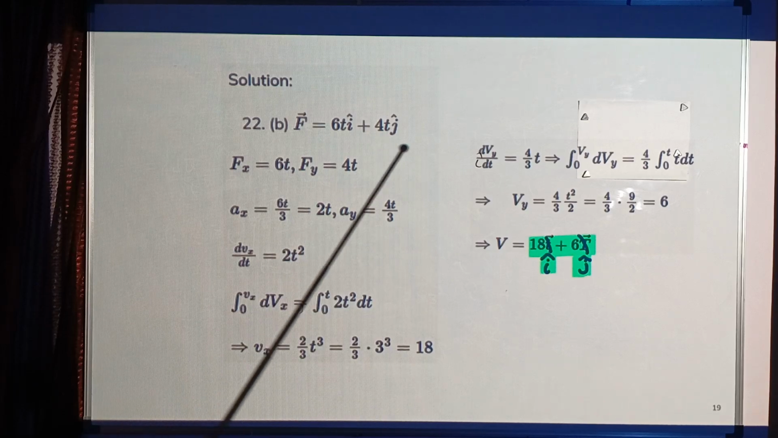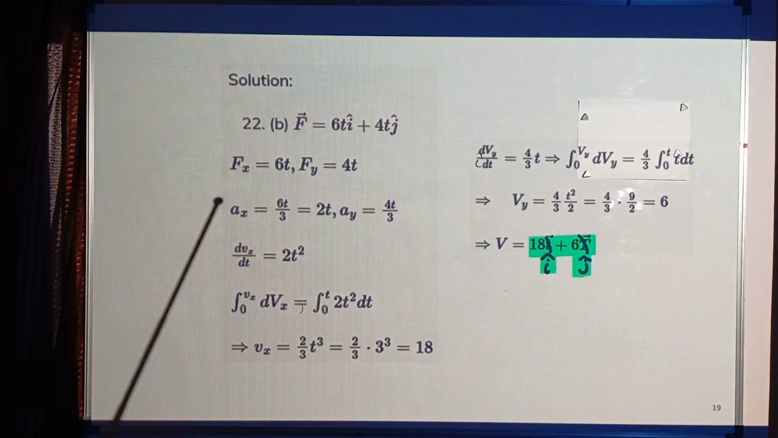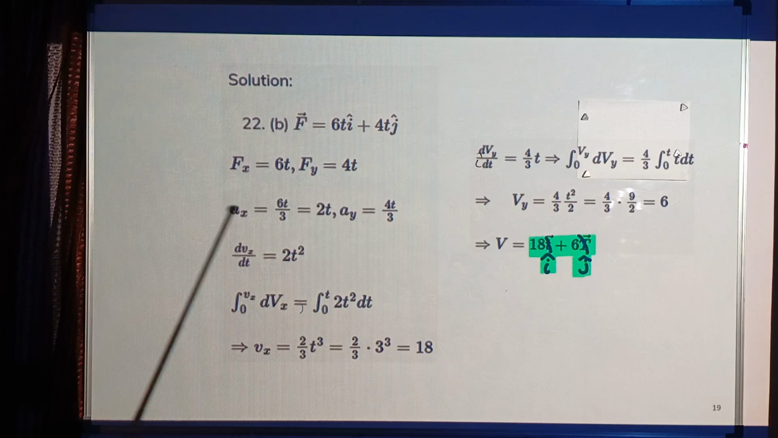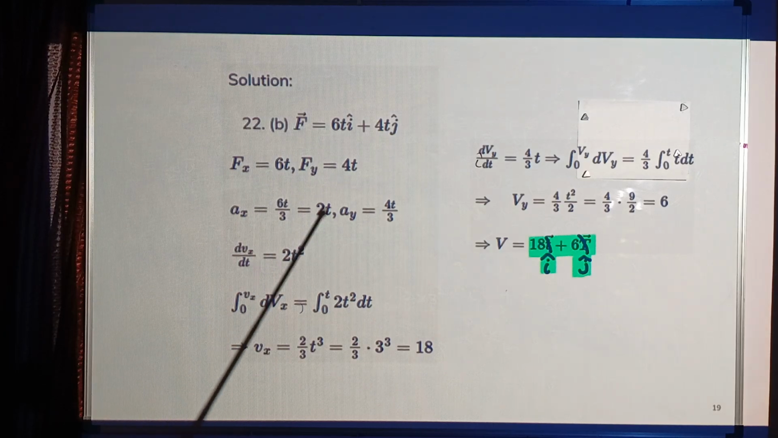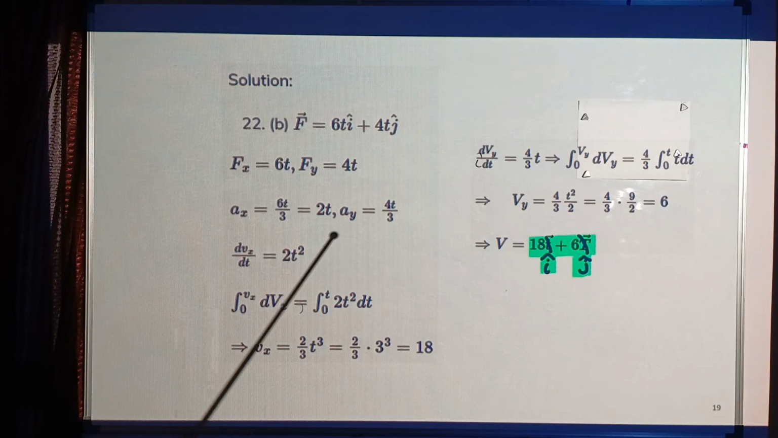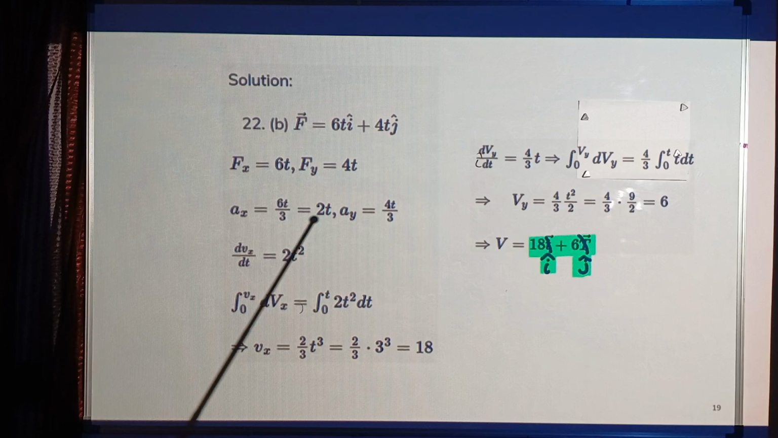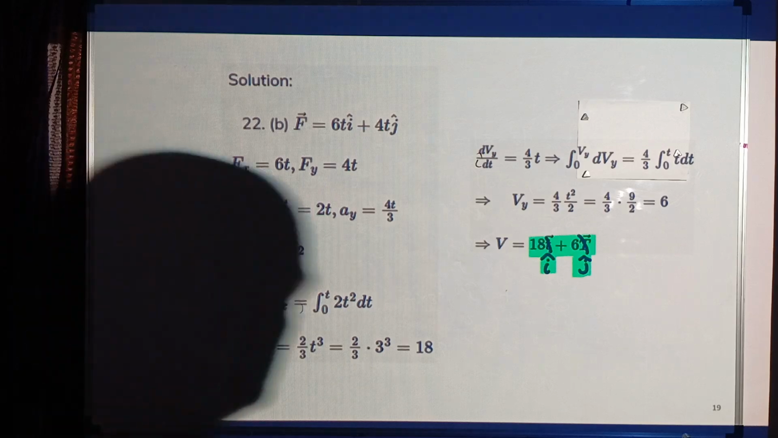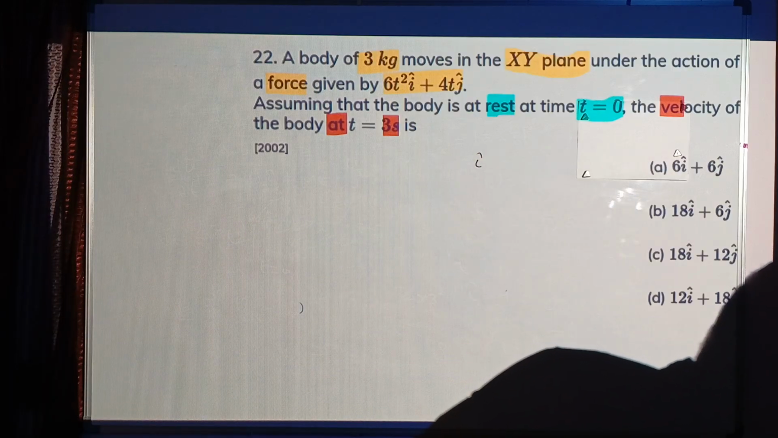So force is given. From this, acceleration can be obtained as force by mass. Mass is 3 kg. So the x component will be 2t, and the y component of the acceleration is the force divided by the mass, which is 4 by 3. And it is 2t. And there is a mistake here. Force is t square.